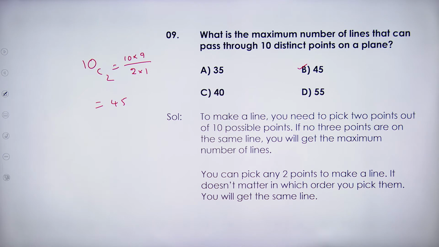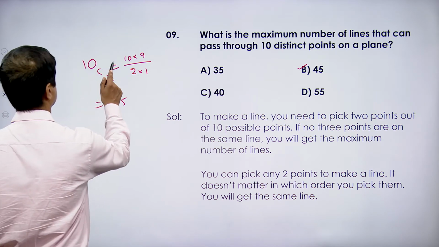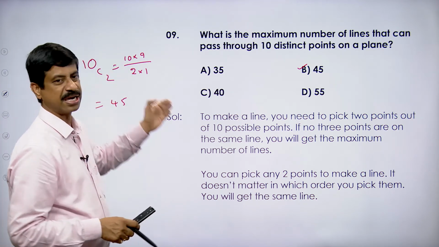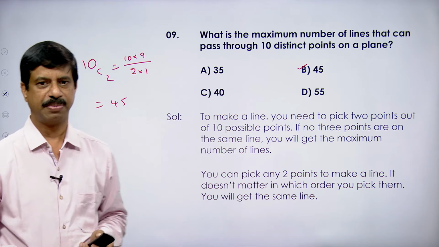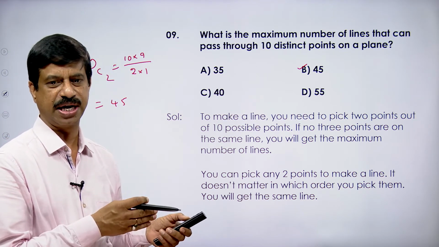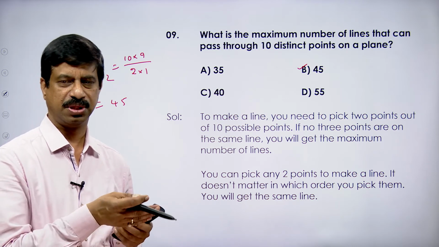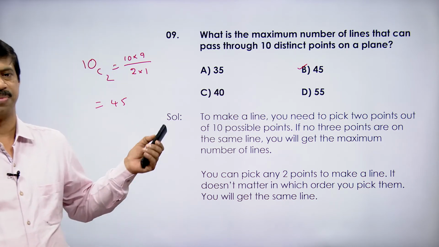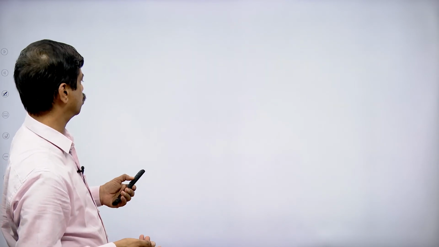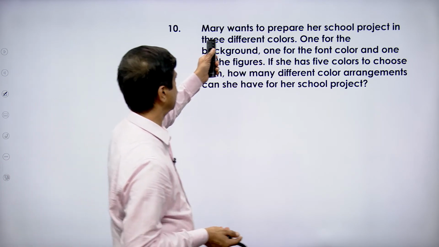If he says 3 points are on the line, then I would have subtracted minus 3C2. If he says 5 points are on the same line, I would have subtracted minus 5C2, like that. Okay. But he did not state anywhere how many points, more than 2 points he did not state they are on the same line. So there should be maximum number of lines, that is 10C2. Okay. So let us go to next question.